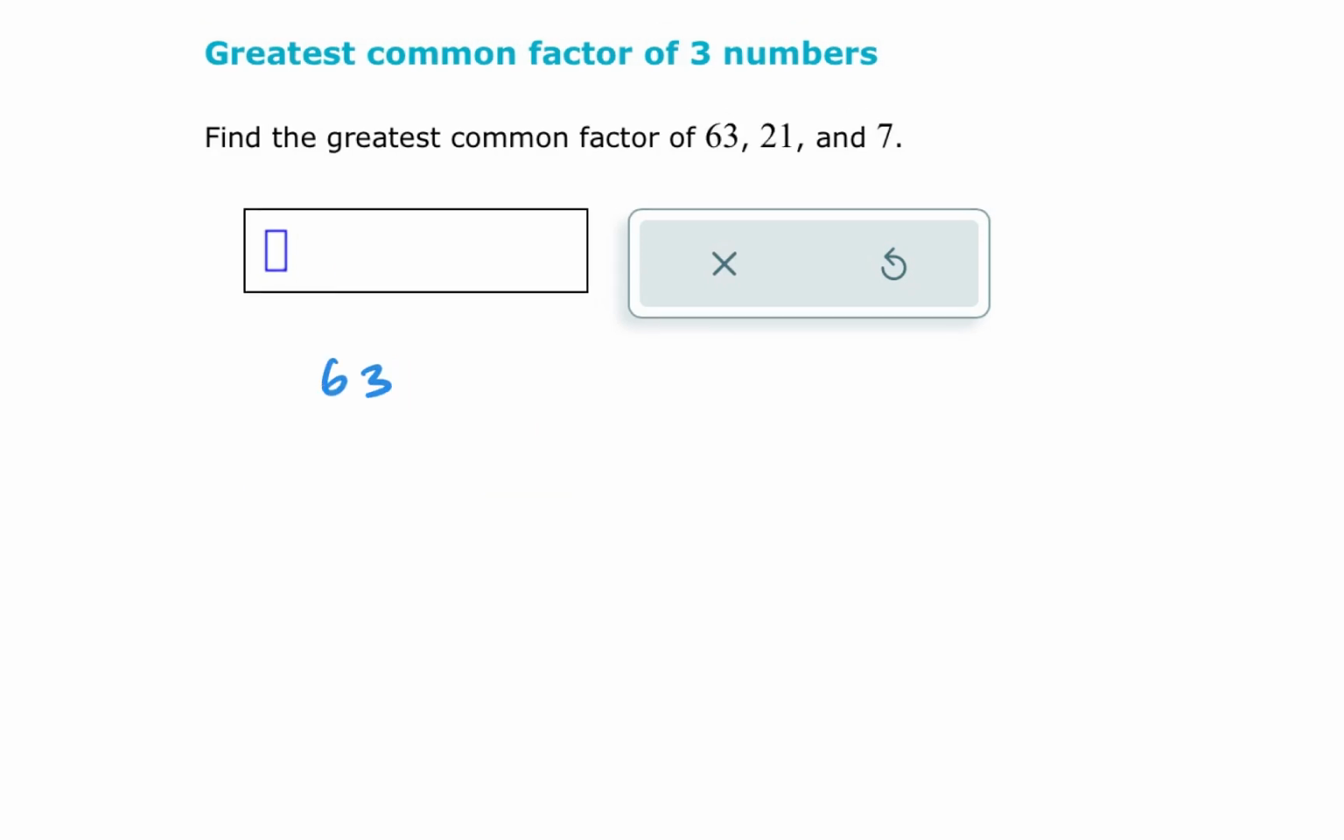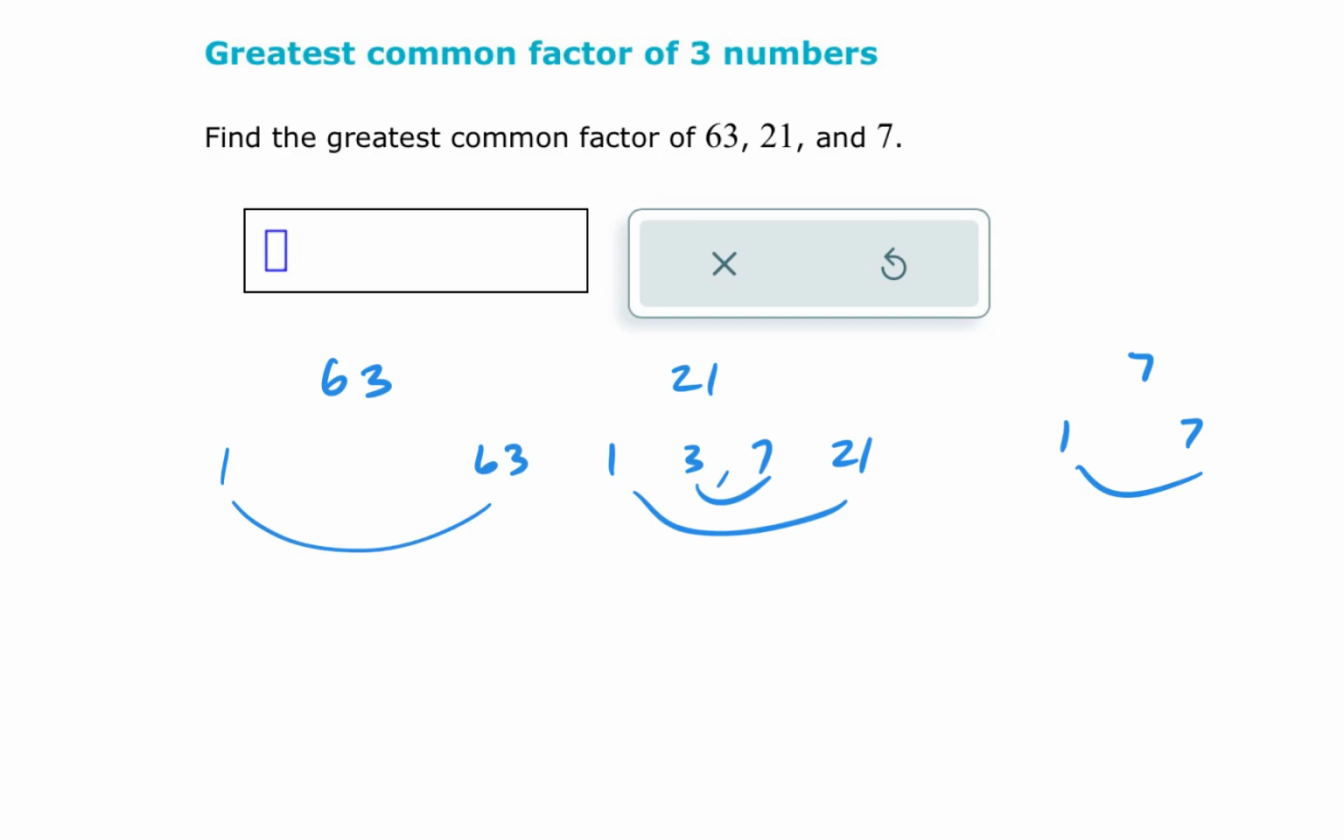Another example, 63, 21, and 7. Well, I already know 7 is prime. 21 has 1 and 21, 3 and 7. And then 63 has 1 and 63, 3 and 21, and then 7 times 9. So looking at the factors that are on all three lists, I see 7 on all three lists. I also see 1 on all three lists, but the greatest one that is in common is 7.